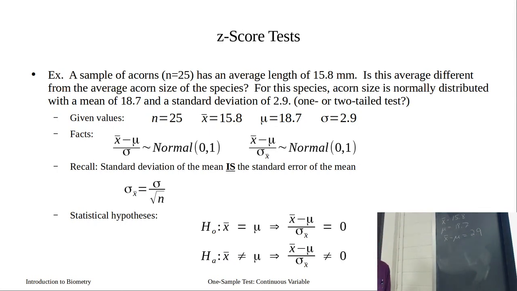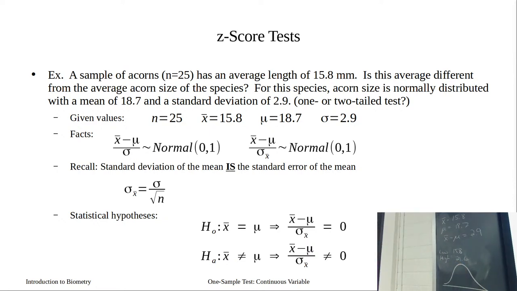We didn't set direction, right? We just said, are they equal or are they different, right? So this is a two-tailed test, which means our values can be 2.9 units below the mean, which is 15.8, or we could be 2.9 units above that value, which is 21.6.